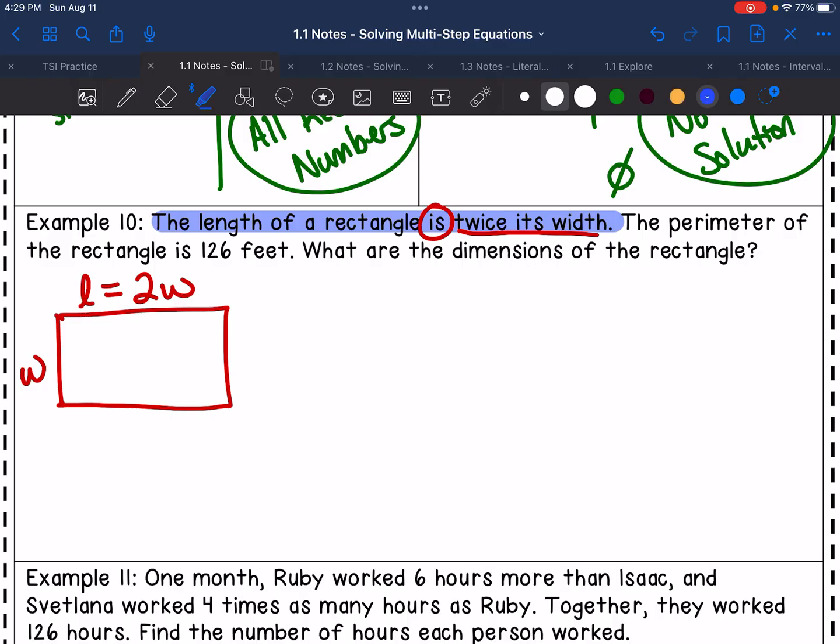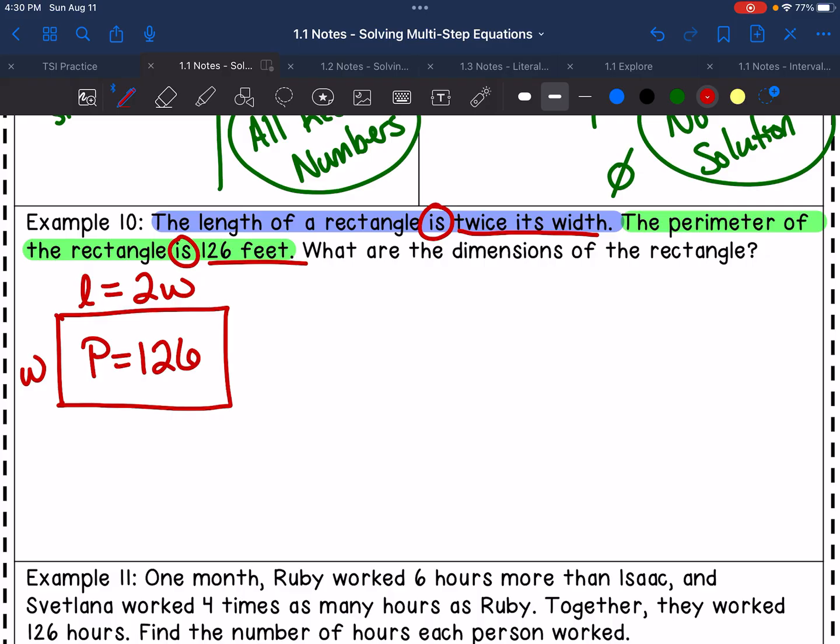Now we're going to look at the second sentence. The second sentence says the perimeter of the rectangle is 126 feet. So let's think about perimeter and what we know about perimeter. One thing is they said the perimeter is 126. That means it equals 126, like your equal word. So we know that P is equal to 126.